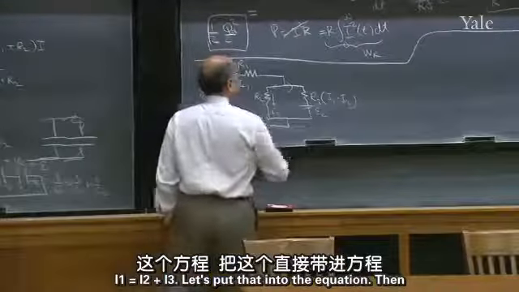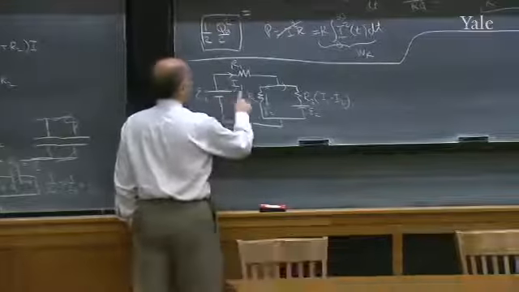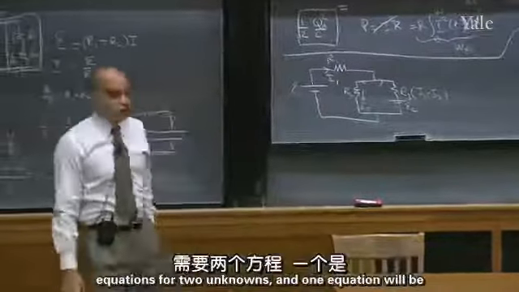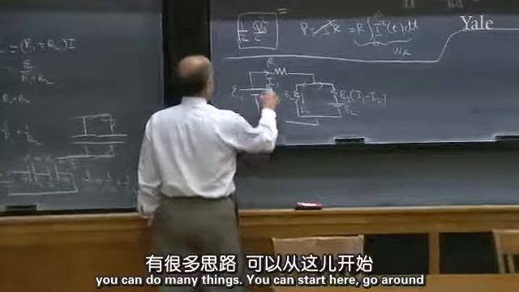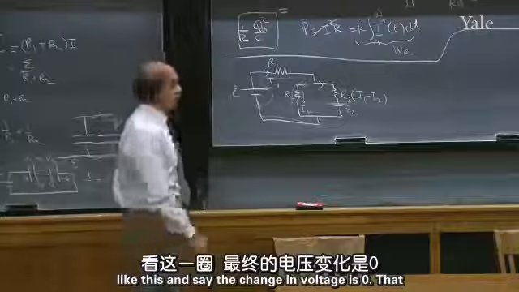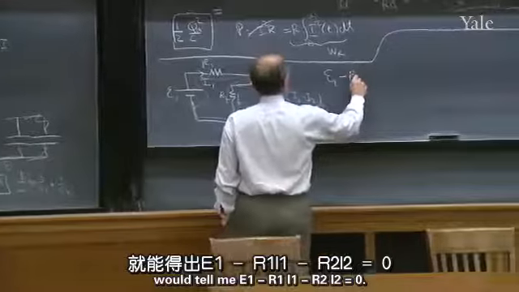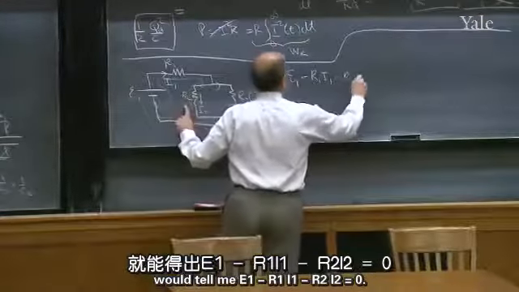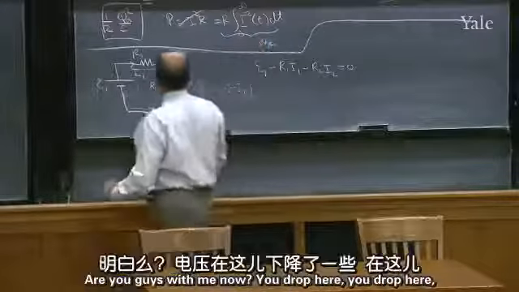So I'm actually solving one of the equations, which is that I1 equals I2 plus I3. Let's put that into the equation. Then you have to ask, how many unknowns do I have? I have two unknowns, I1 and I2. So I have to get two equations for two unknowns. And you can do many things. You can start here, go around like this, and say the change in voltage is 0. That would tell me E1 minus R1 I1 minus R2 I2 is equal to 0. Are you guys with me now?